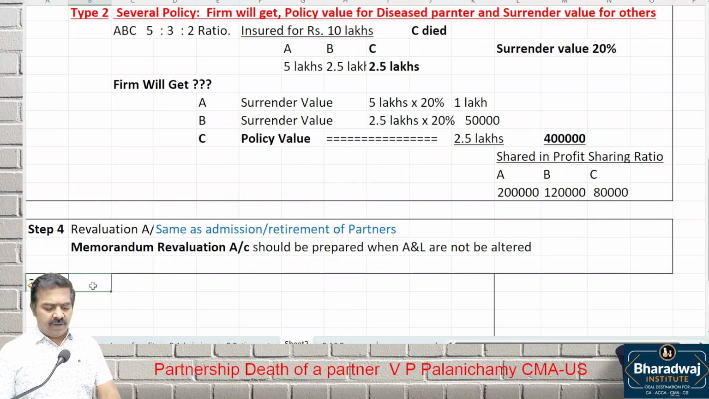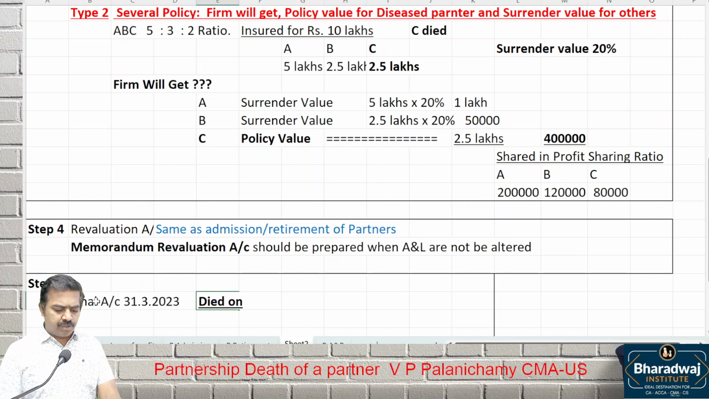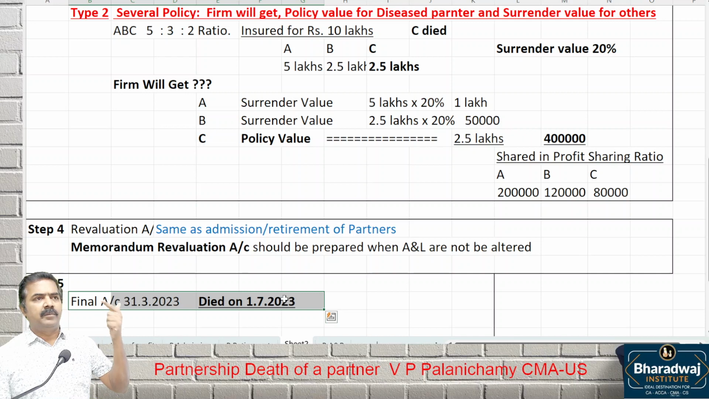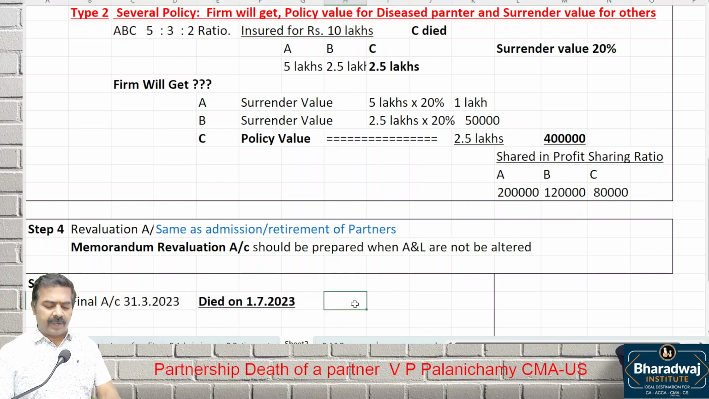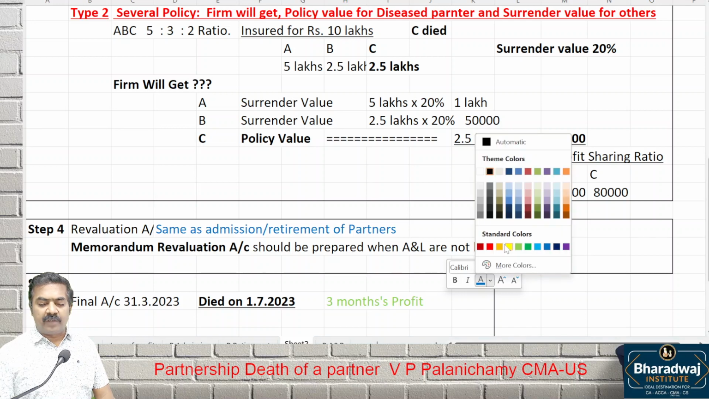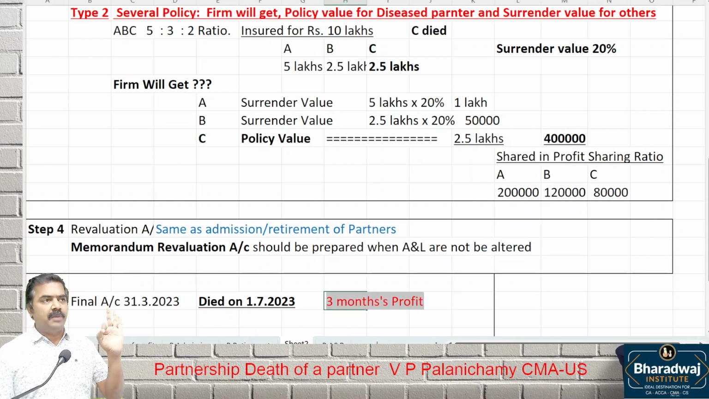For example, let us assume we prepared final accounts on 31st March 2023. A partner died on 1/7/2023. How many months after preparing final accounts? April, May, June. 3 months after preparing the final accounts. What about this 3 months profit? You have to settle it to the deceased partner. You have to estimate the profit of the 3 months, because actual profit will be known only at the end of the year. You have to estimate the 3 months profit and settle to which partner? All partners or only the deceased partner? Deceased partner.